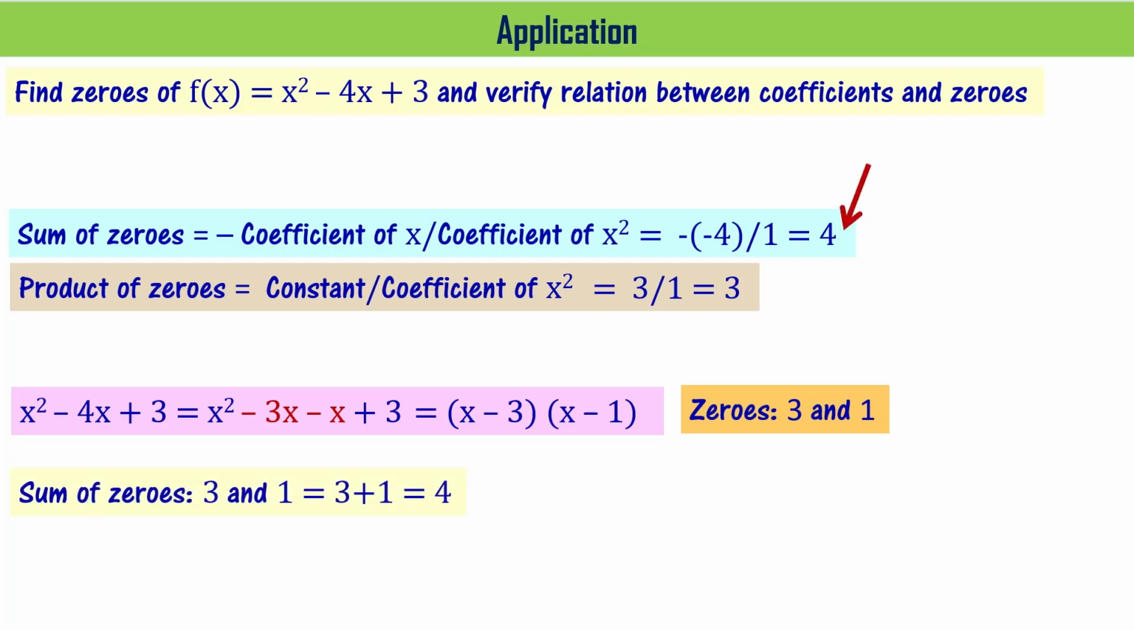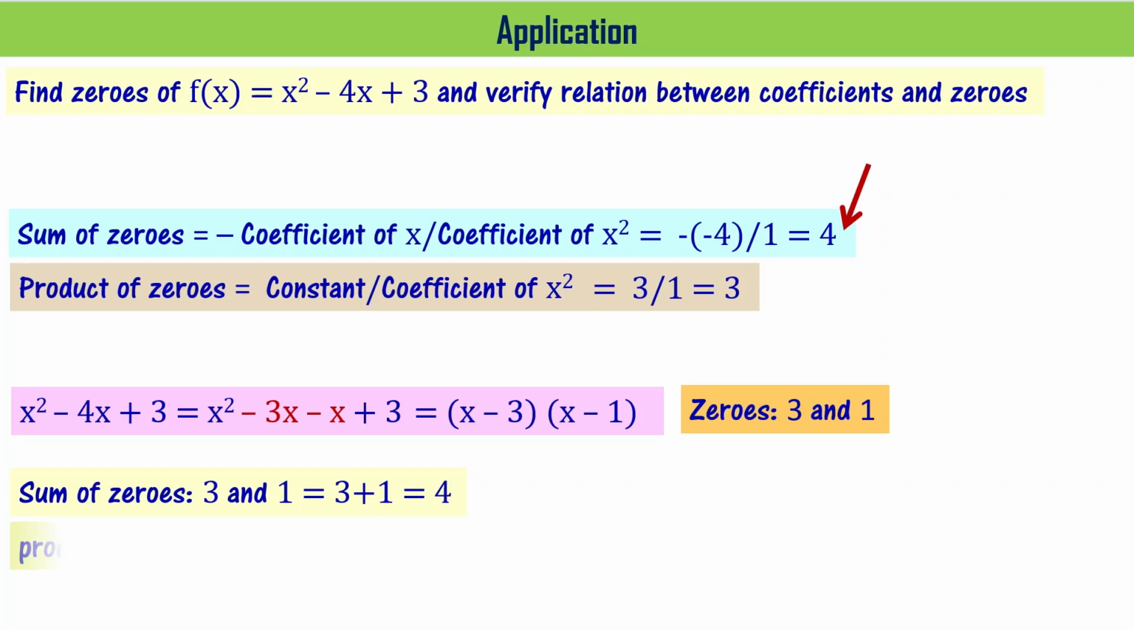Now let's take the sum of these two zeros. The sum of 3 and 1, that is 3 plus 1, equals 4. This is exactly matching with the result we have gotten using the formula, right? Sum of zeros equals minus of coefficient of x divided by coefficient of x square. That formula gave you the answer 4. When you sum the zeros, that time also you get the same value, right?